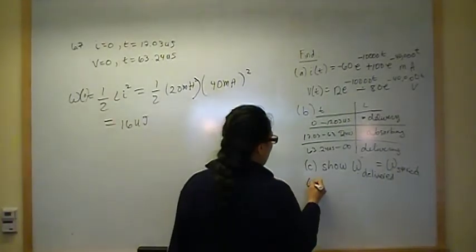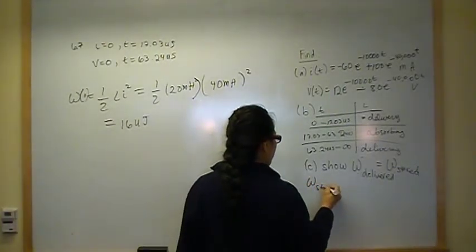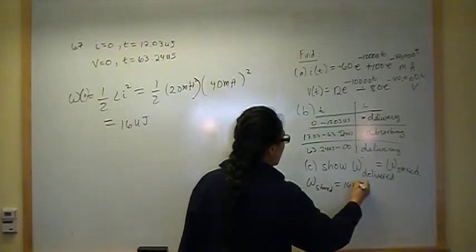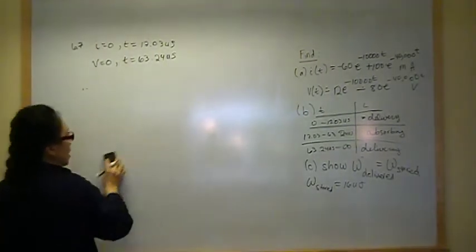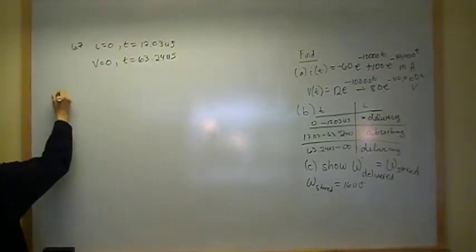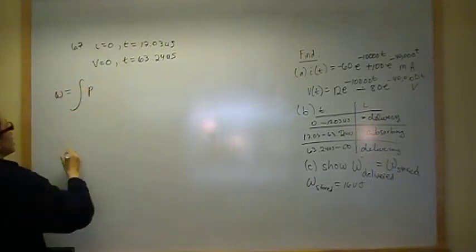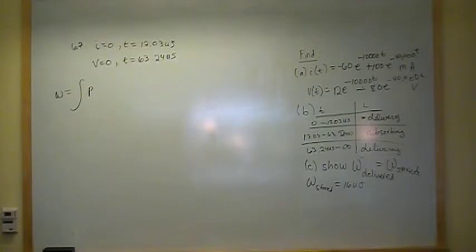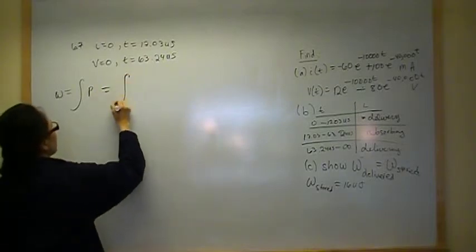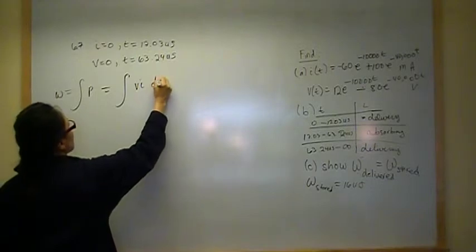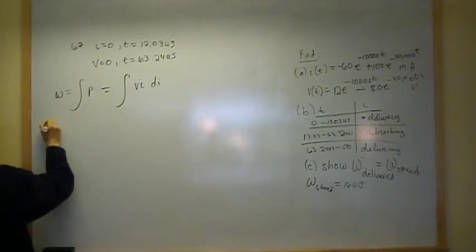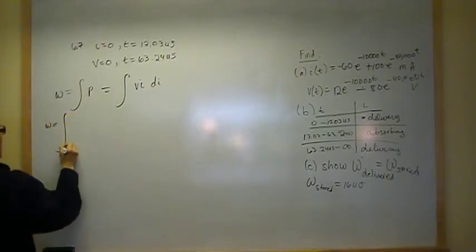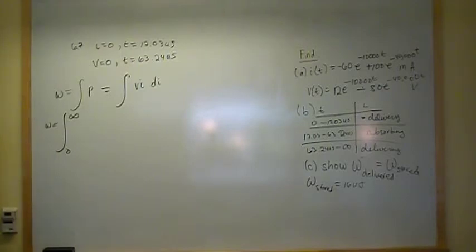So omega stored is equal to 16 microjoules. Now, the hard part is energy delivered, right? So here we use the definition. Omega, the energy, is the integral of power. And power is of course voltage times current. So now we have to integrate that function. That means we need to find omega, and we need to integrate from 0 to infinity to find the energy that's delivered across the circuit.